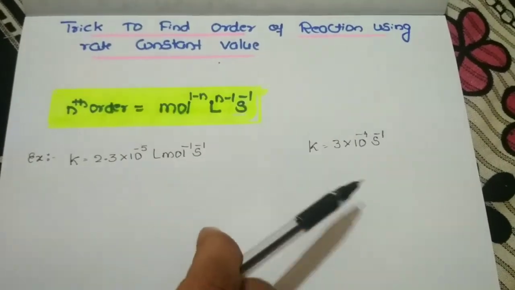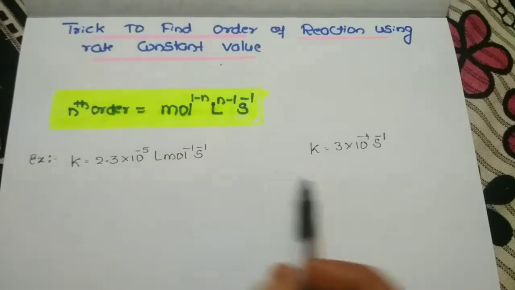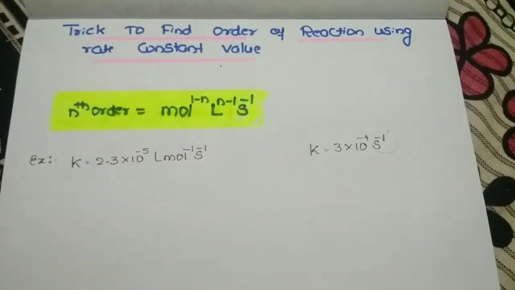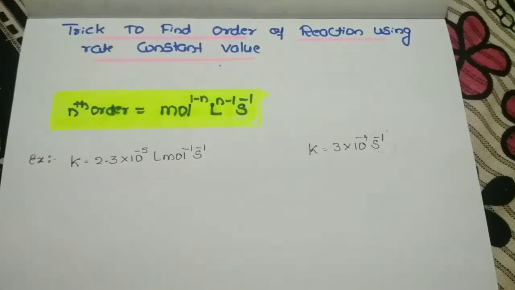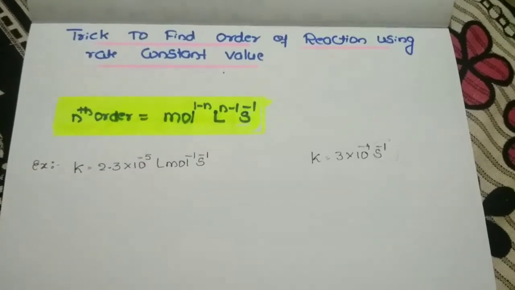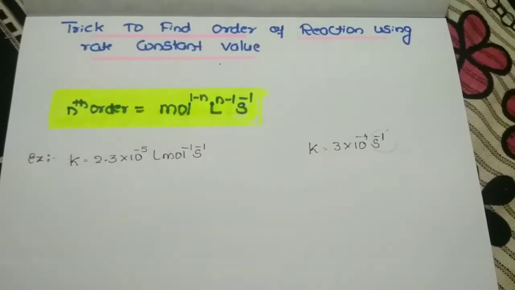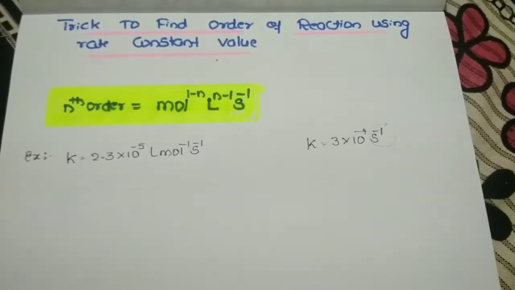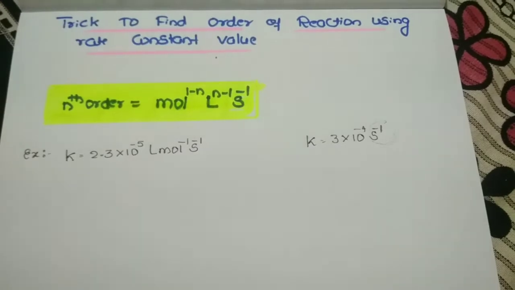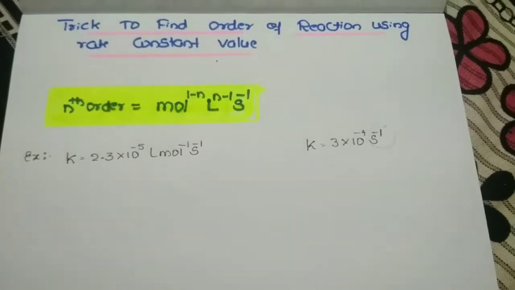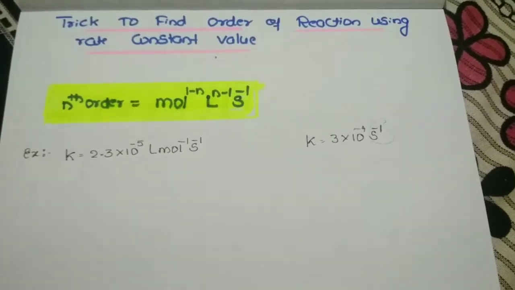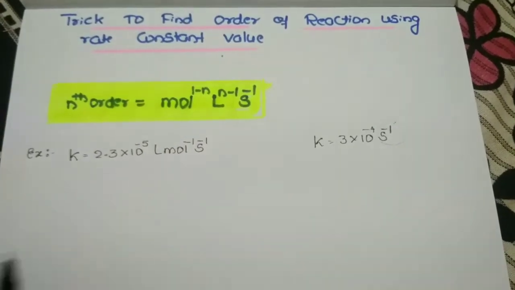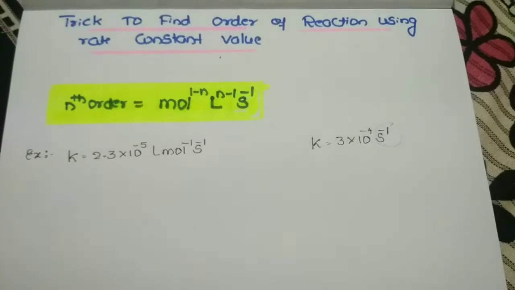Similarly, there is another example I have taken. By seeing this unit you should be able to find out what is the order. If you have learned, then you can answer it very easily. But if you don't remember the unit of each order, like for the zero order what is the unit, for the first order what is the unit, then by using the unit given here, you can find out the order of a reaction in an easy way.